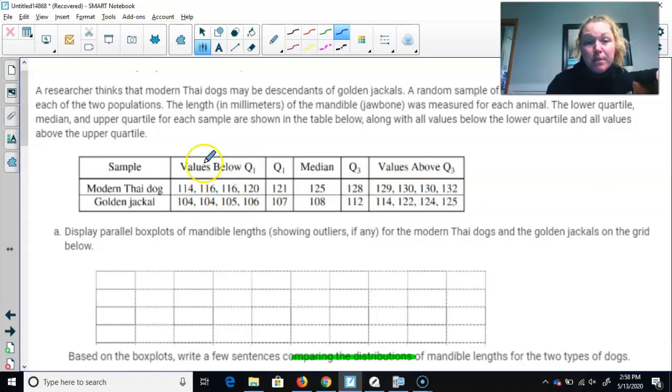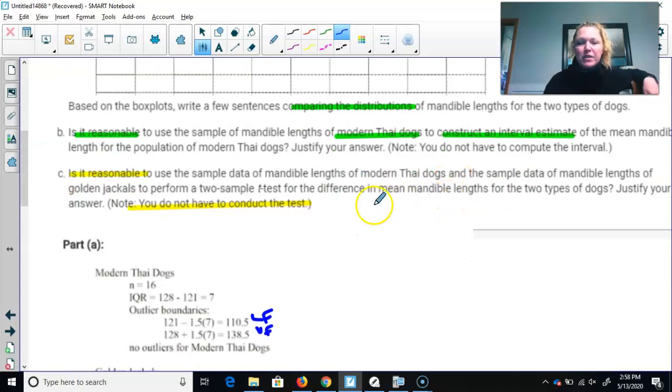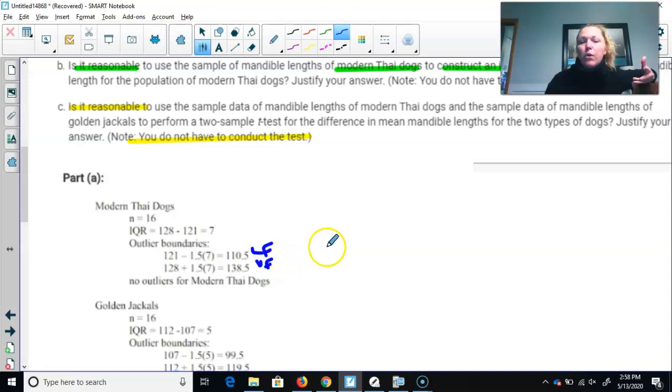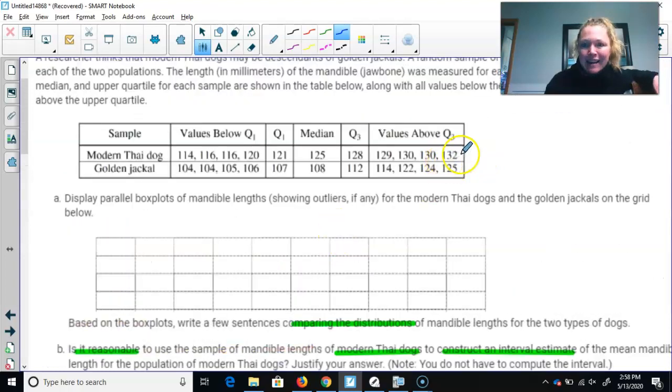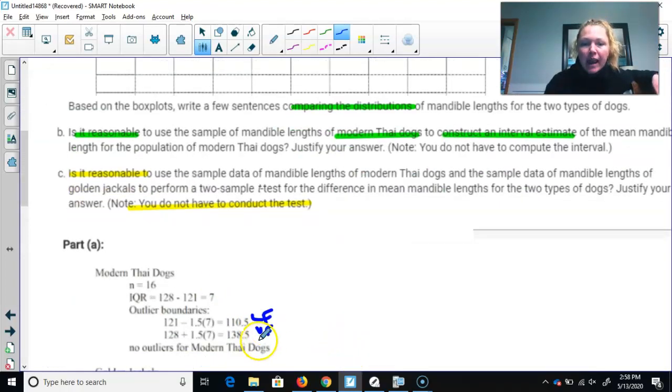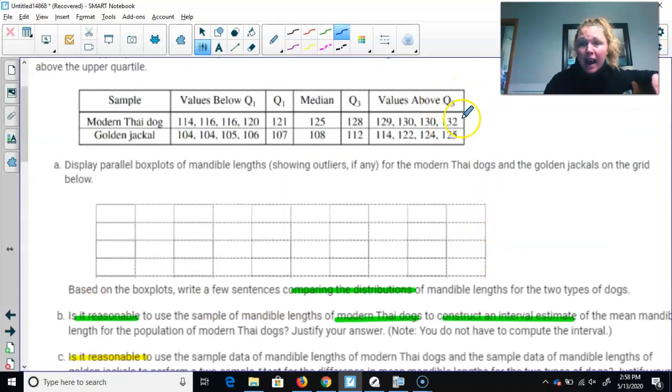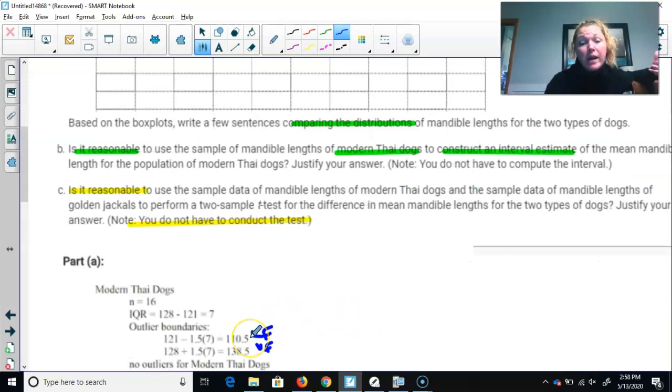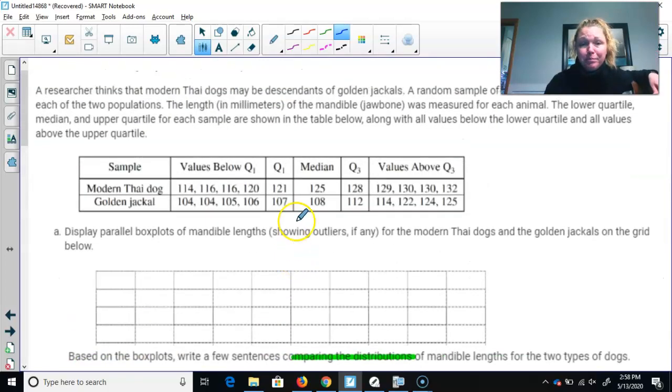So here are our values below quartile 1. You can see all the way down to the minimum value, and then all the way up to the maximum value, to tell you if there are outliers. So there are no outliers for the Thai dog, because 138.5 is our upper fence, and there's nothing above 138.5. And 110.5 is our lower fence, and there's nothing below 110.5 here. So no outliers.